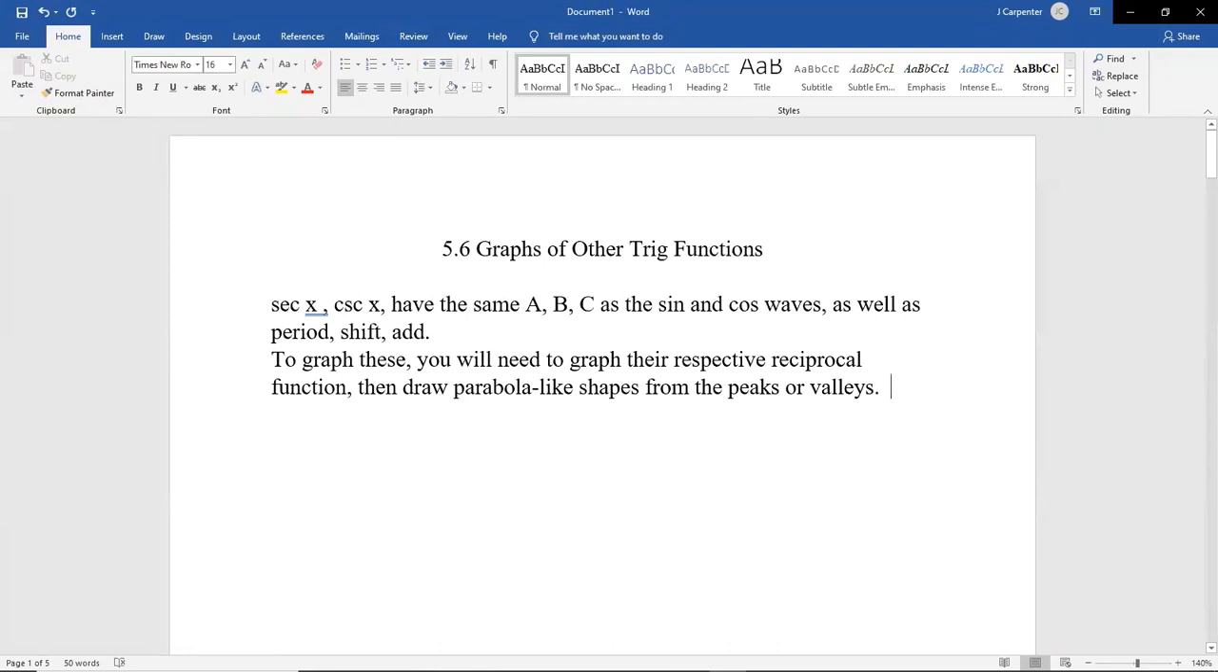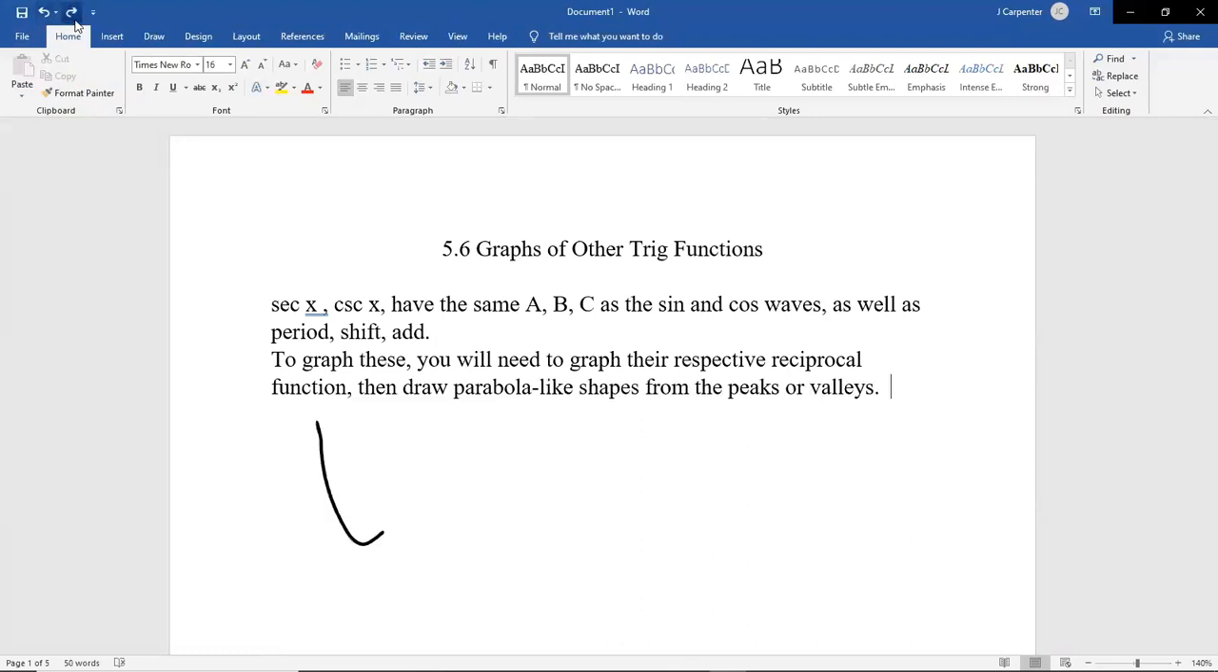So if you have a cosecant, you'll draw a sine wave. If you have a secant, you'll draw a cosine wave. And you would do that with the same A, B, C, period, shift, adding the period divided by 4 over and over, all that stuff. Once you get that wave, what you will then do is draw parabola-like shapes. I'm not saying parabolas, I'm saying parabola-like. We know a parabola goes left and up forever, or down and left and down and right forever. That's a real parabola.